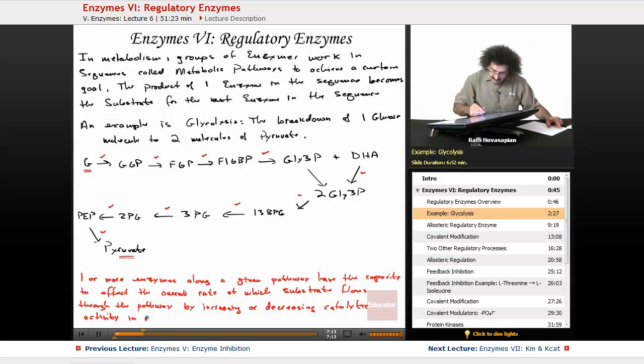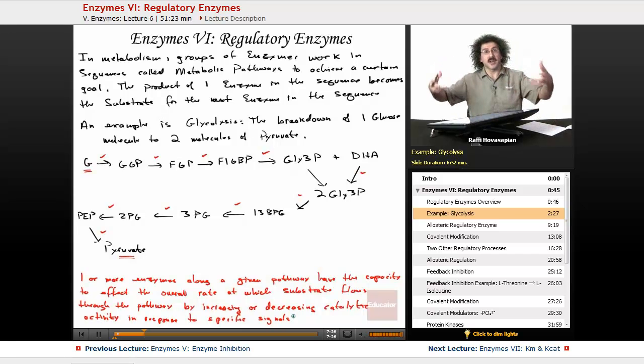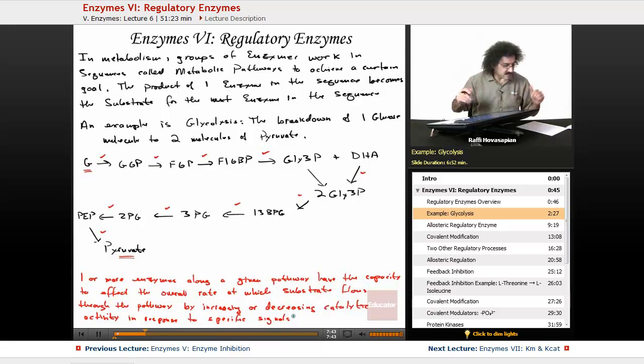Catalytic activity in response to specific signals, obviously. So for example, if there's too much of a certain molecule in the body and the body needs to cut that back so that the excess is actually used up, a regulatory enzyme will shut down a particular pathway that's producing that molecule temporarily until the concentration of that molecule diminishes, and then it'll open up the floodgates again to allow more. That's all that's going on here. Specific signals. Okay, so those are the regulatory enzymes.